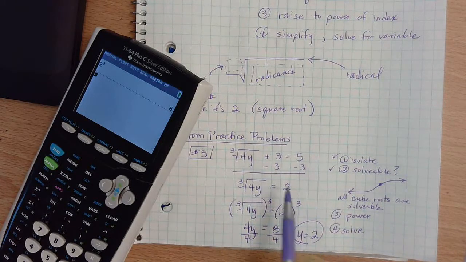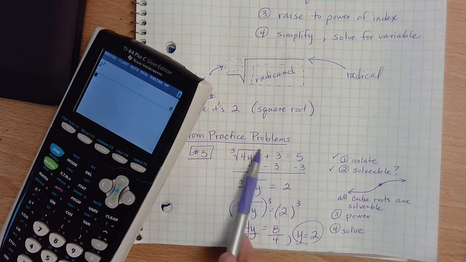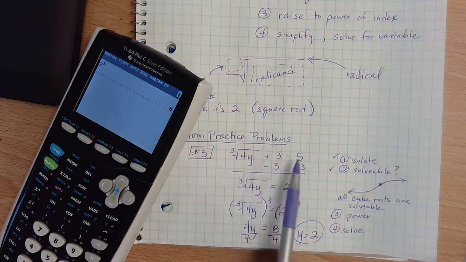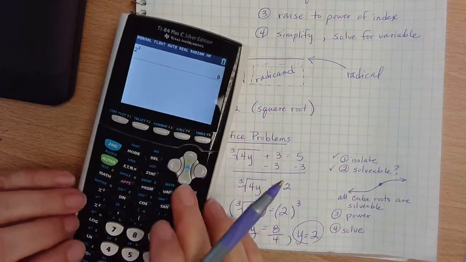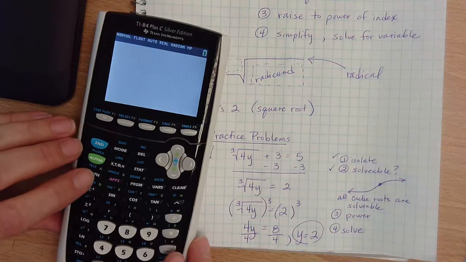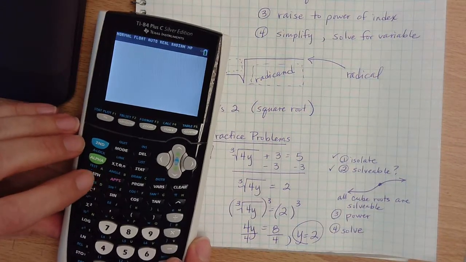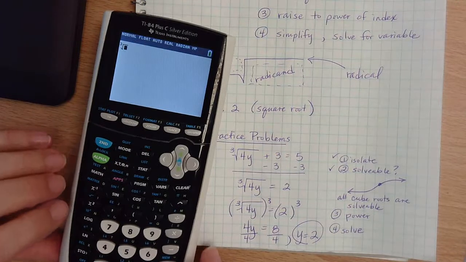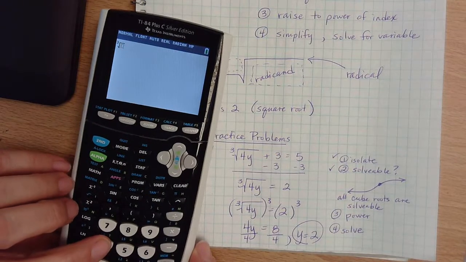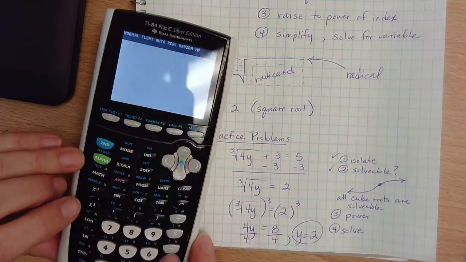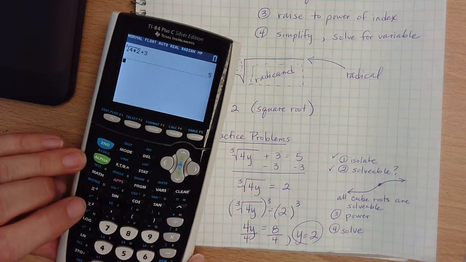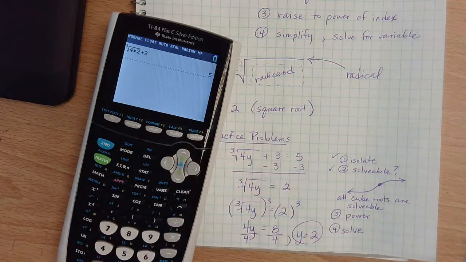I can plug this in here and verify that this side of the equation is equal to 5. That's how you can check yourself. So cube root is in the math button, 4. I can do cube root of 4 times 2 plus 3, and that's equal to 5, so you can check yourself.